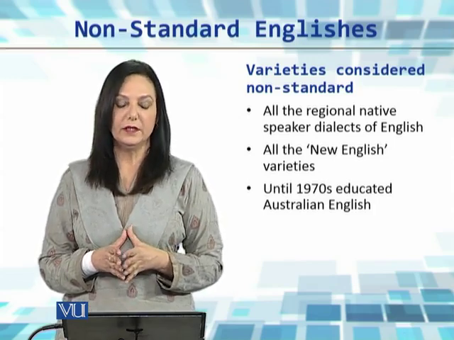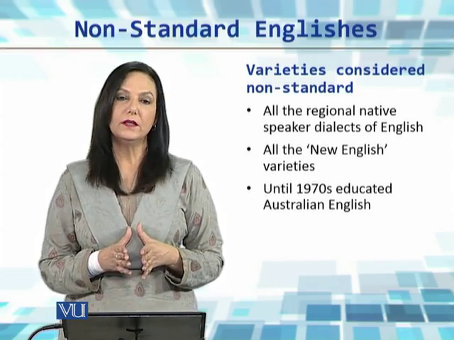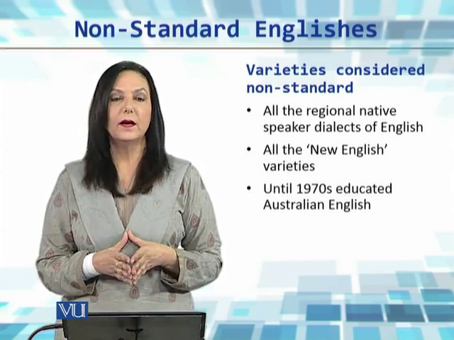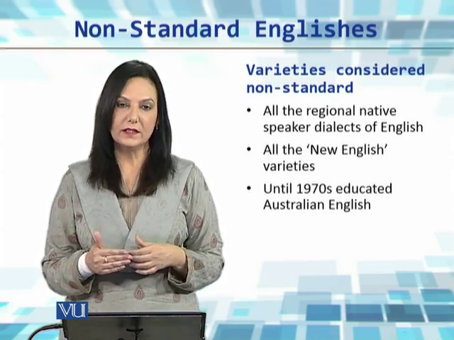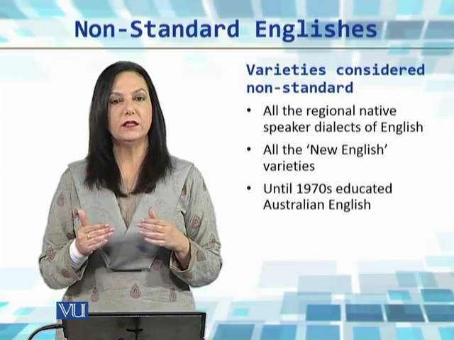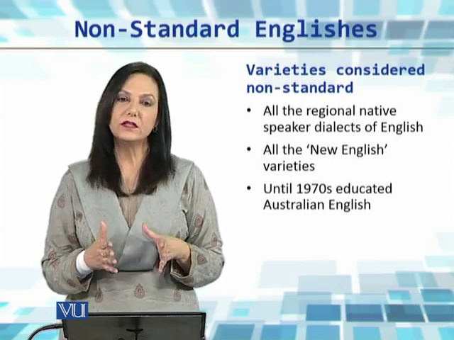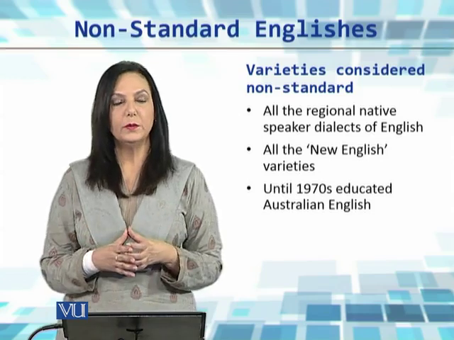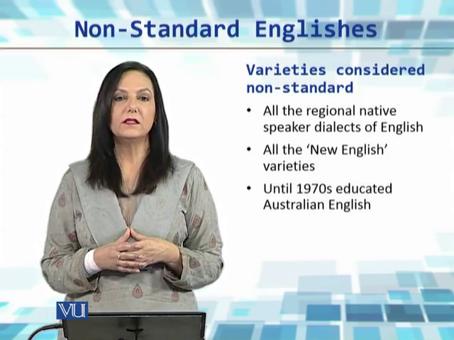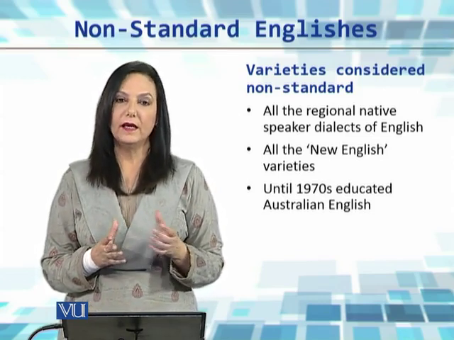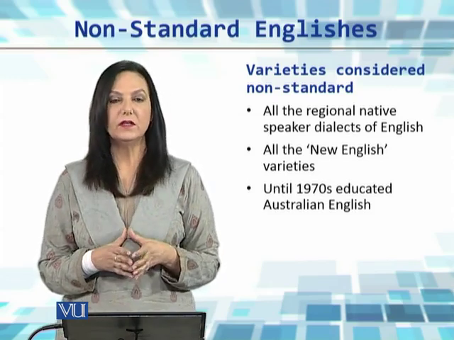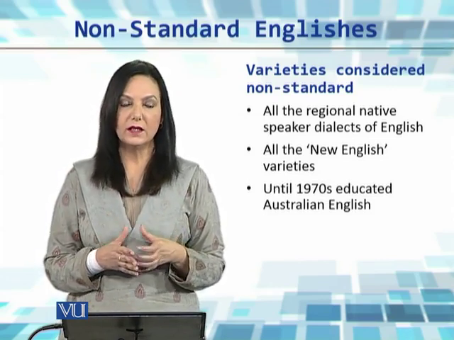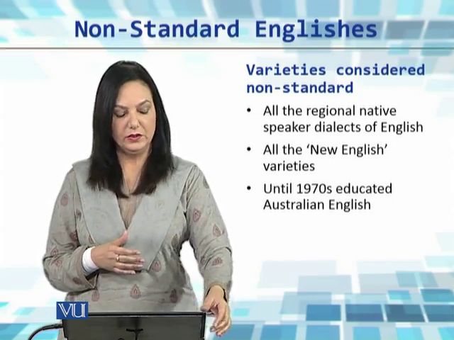So what are the varieties which are considered non-standard? It's not only the varieties which developed outside the inner circle, for example, in the expanding and outer circle countries, but even some of the varieties within the inner circle countries are considered non-standard. So all the regional varieties in the inner circle countries are also considered non-standard and are grouped together with the outer and expanding circle countries as non-standard varieties. And again, you'll be surprised to know that until the 1970s, even Australian English was not recognized as standard English. And it was only in the 90s that a dictionary of Australian English was published.